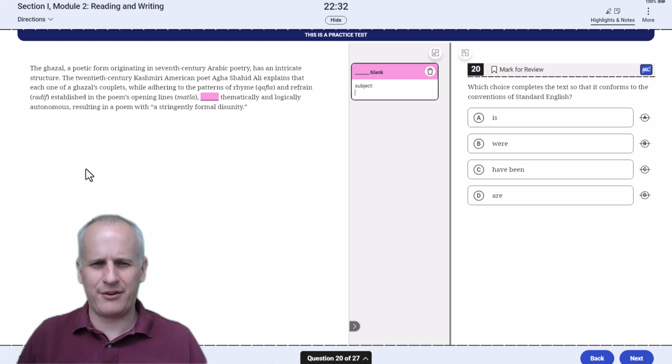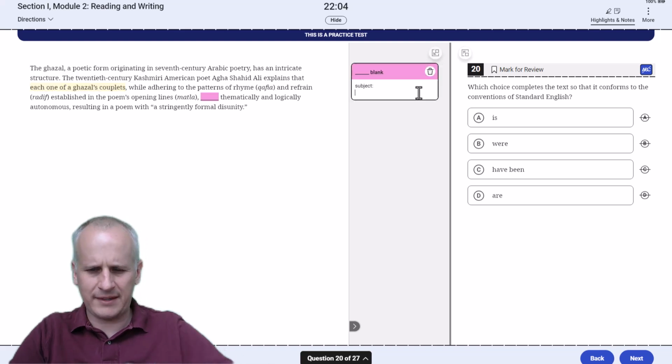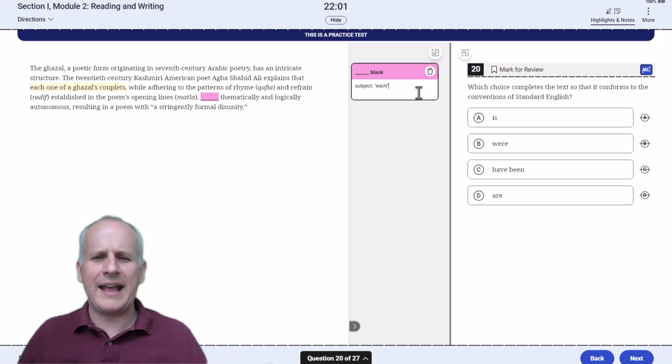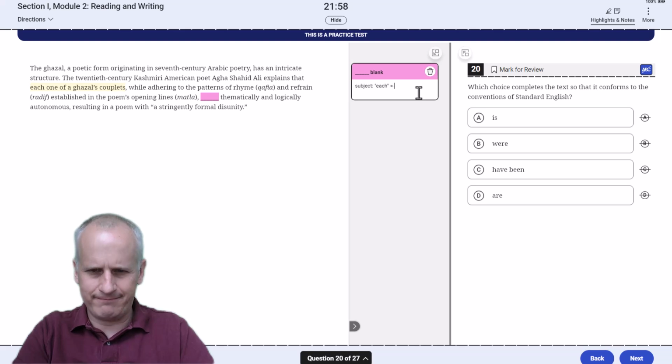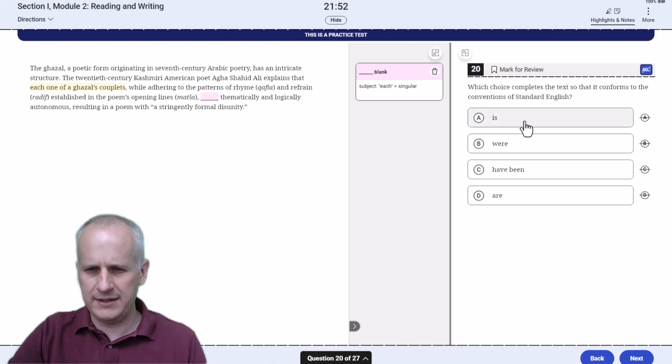You can kind of skip over the parentheticals that do not affect the subject-verb relationship. Similarly, this entire descriptive clause in the middle of these two commas is going to just describe what our subject is, and we can kind of ignore that too. So what becomes thematically and logically autonomous is going to be each one of a ghazal's couplets. So we'll highlight that, and we now know that our subject is going to be literally "each," and "each" is going to be singular. So we know that our correct answer has to be singular for the verb. "Is" certainly is singular.